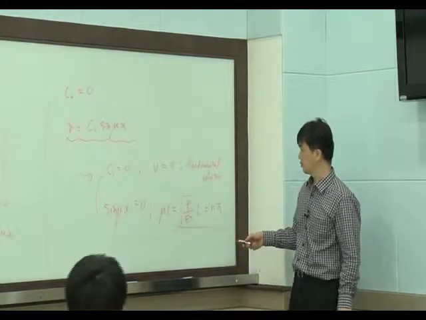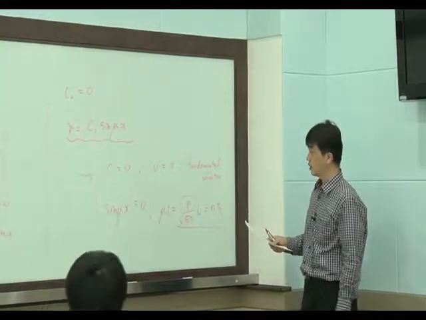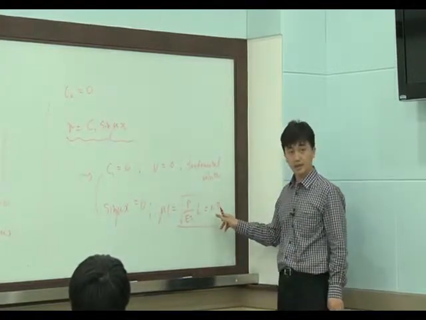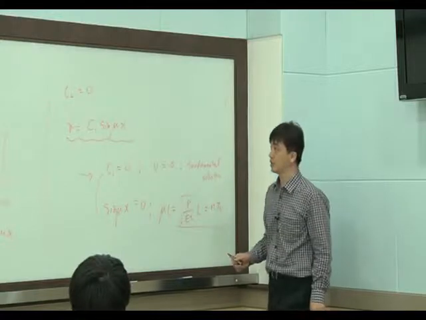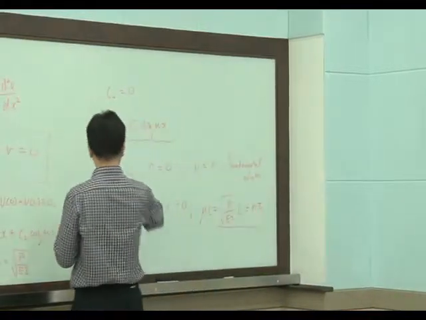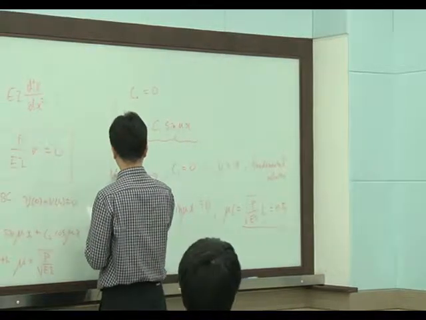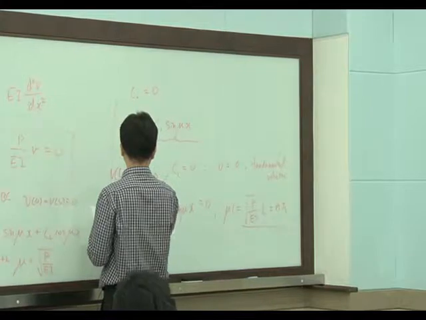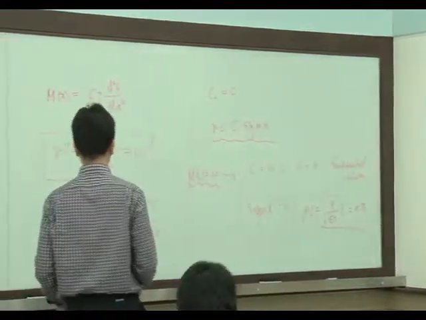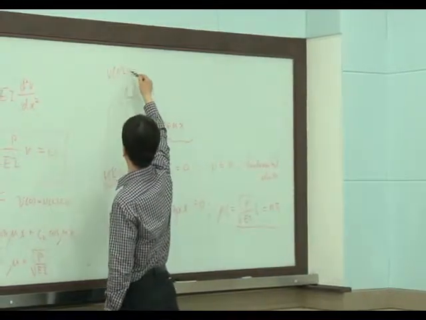when mu L is n times pi. So these two solutions come from applying V(L) equals 0, the second boundary condition. This first one comes from V(0) equals 0.